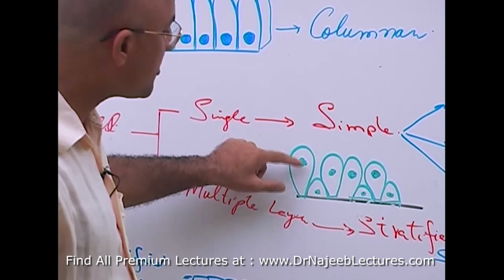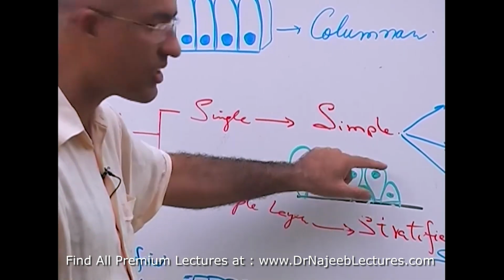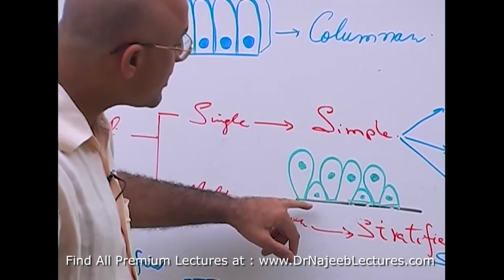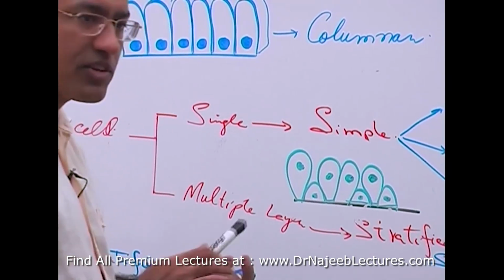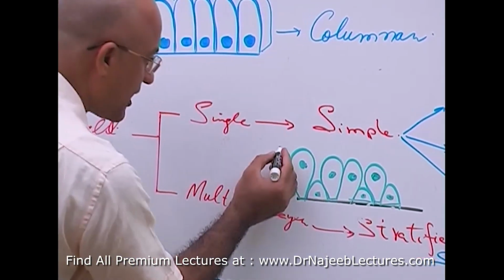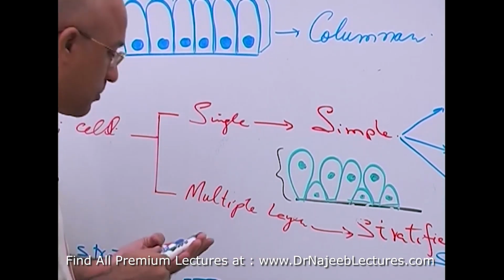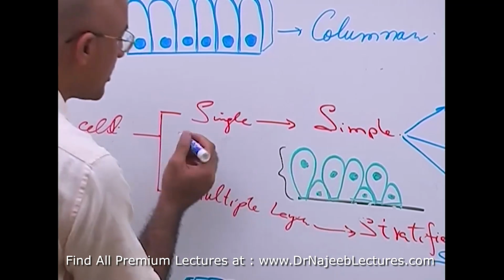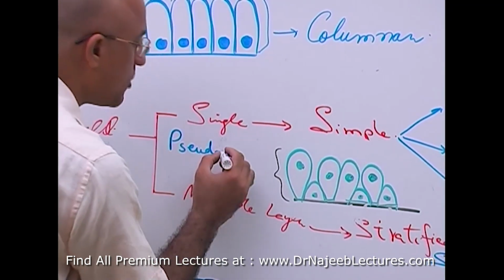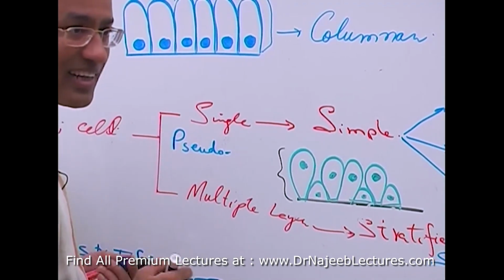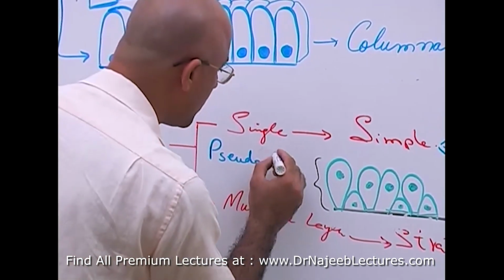So apparently it looks like stratified epithelium, but why does it look stratified? Because some cells are tall and some are not tall, and nuclei are present at variable height. Is that right? So it is not truly stratified. What do we call this type of epithelium, which looks like stratified, but it is not stratified? We call it pseudo-stratified epithelium. What is this? Pseudo means false. It is false stratified, not a true stratified.